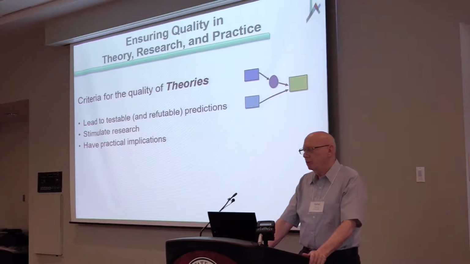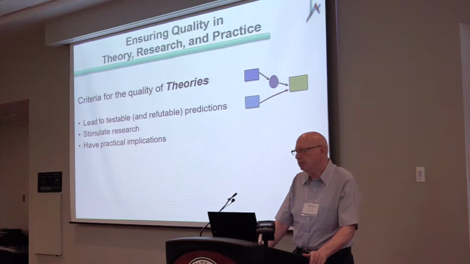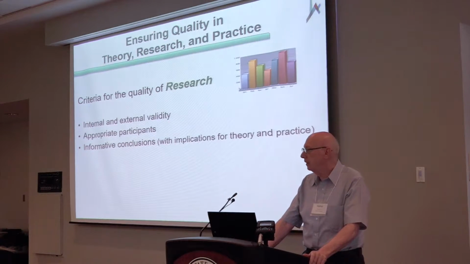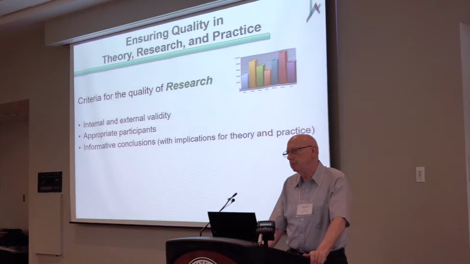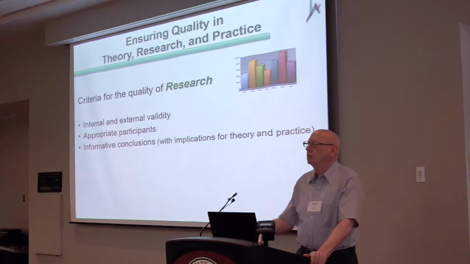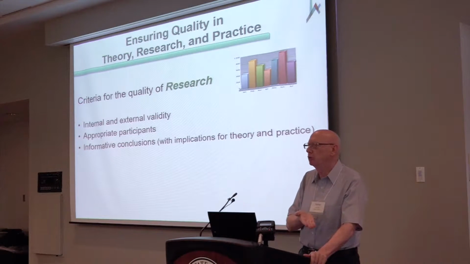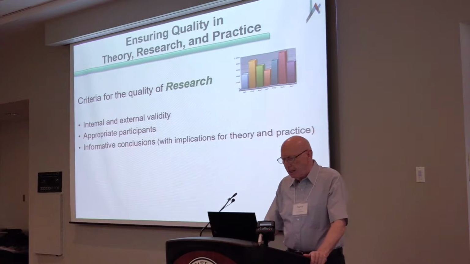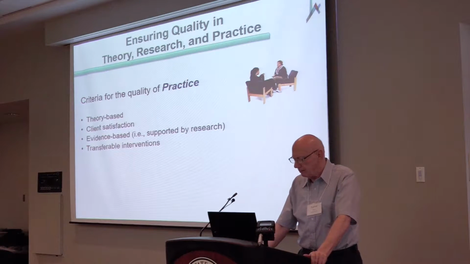So I tried to think about what I regard as criteria for the quality of theories. It leads to testable and refutable predictions, stimulates research, and has practical implications. Regarding research, internal and external validity, appropriate participants. And I want to highlight this because I am not excited about reading papers with participants who were located using MTurk or Psych 101 subjects, because can we generalize from these participants to the real world, to our clients? And informative conclusions. And for practice, it is theory-based, client satisfaction, evidence-based, and transferable interventions.